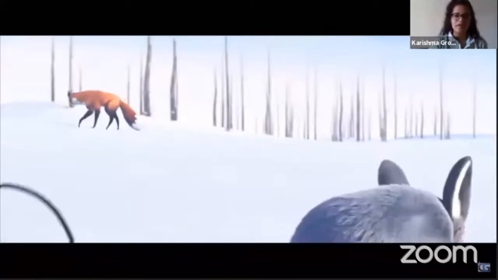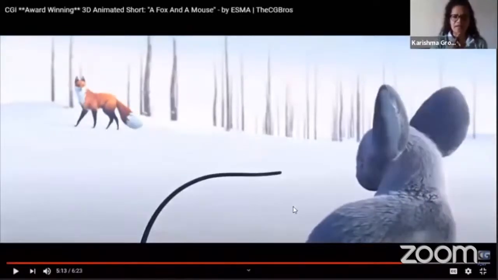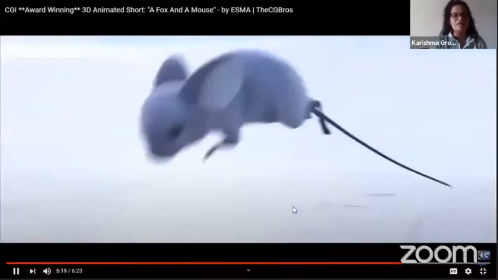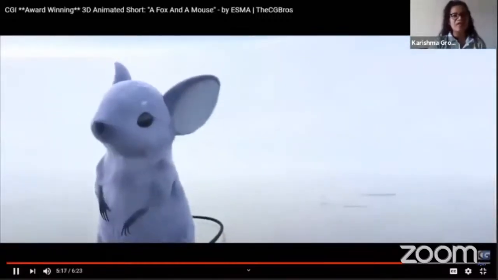Okay, and then mouse was like, 1 second, he saved my life. He helped me, he saved me from drowning, he saved me from the owl. So definitely he does not want to eat me or let me die. So let me just try. So he went back to the fox and the fox understood that, okay, he's also ready to become my friend now.